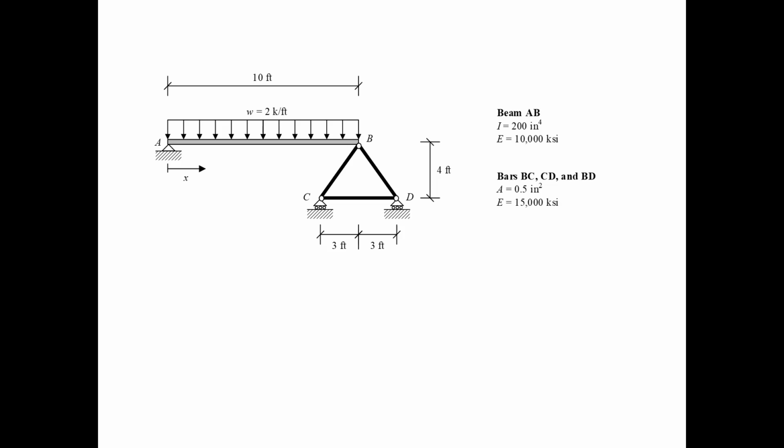We're given the properties of the beam AB. We're told that it has a moment of inertia of 200 inches to the fourth. Young's modulus is 10,000 KSI. And then for the bars in the truss, they all have a cross-sectional area of 0.5 inches squared and Young's modulus of 15,000 KSI. In this problem, we're going to assume that deformations are small and that everything remains linear elastic.